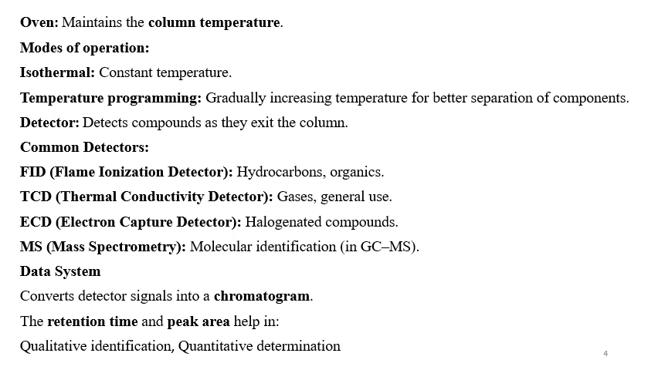Then the data system. This data system converts detector signals into a chromatogram. The retention time and peak area help in qualitative identification and quantitative determination. That means the retention time and the peak area will tell you what is present and how much is present.